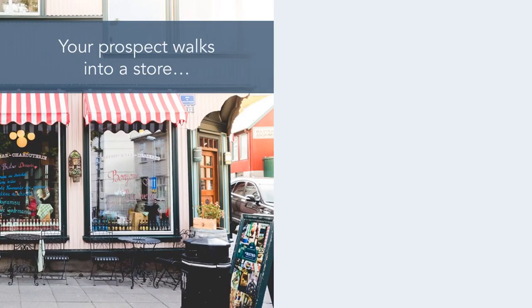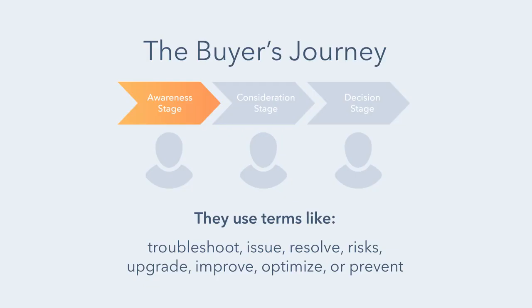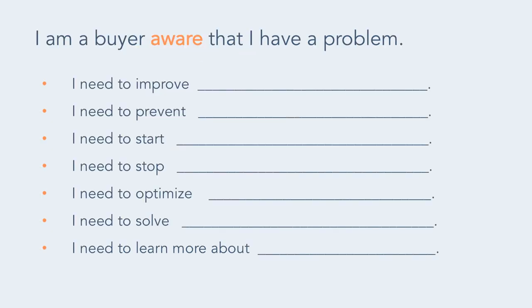If your prospect was to walk into a store and a sales clerk asked what help they're looking for, or even better, if your prospect uses a search engine, if they're in the awareness stage, they're using terms like troubleshoot, issue, resolve, risks, upgrade, improve, optimize, or prevent. Your buyer persona would describe this stage as, "I'm a buyer aware that I have a problem." Fill these in as if you were your buyer persona to better understand your buyer at this stage.